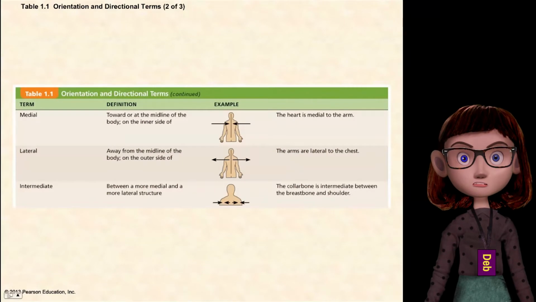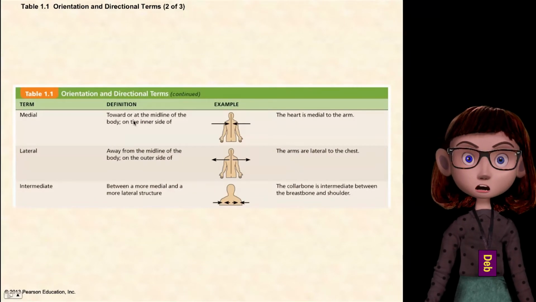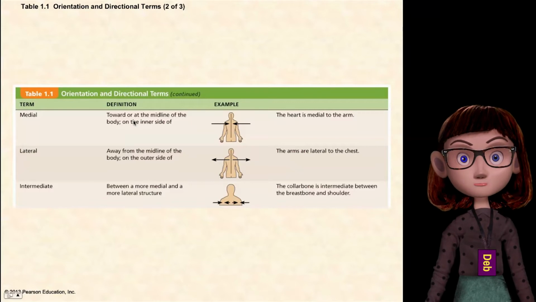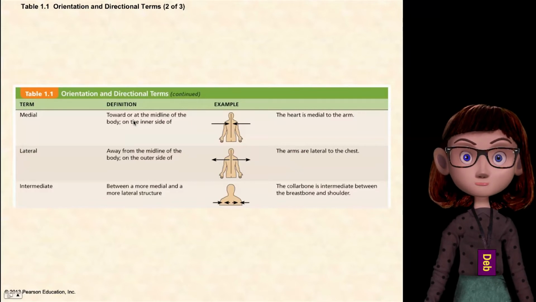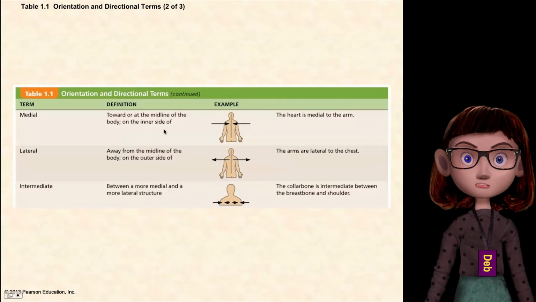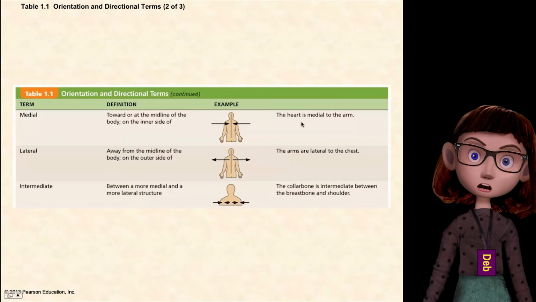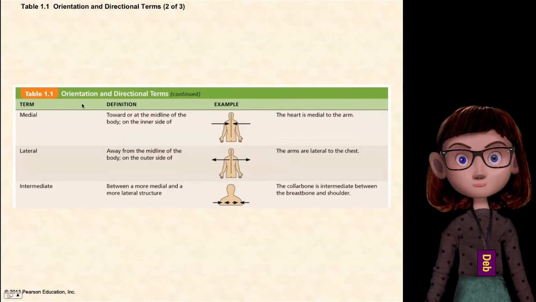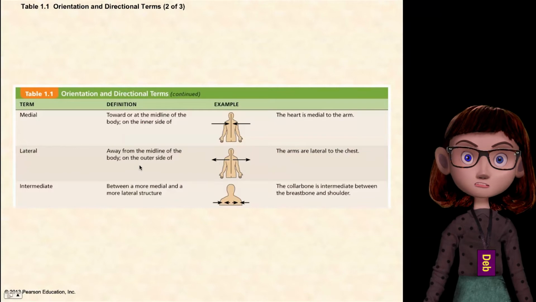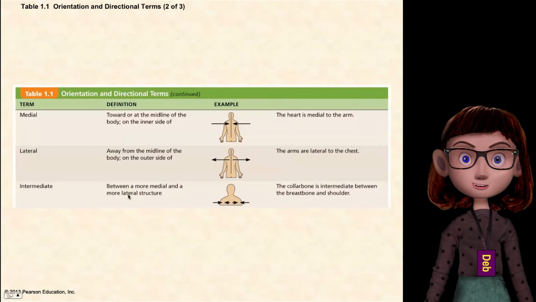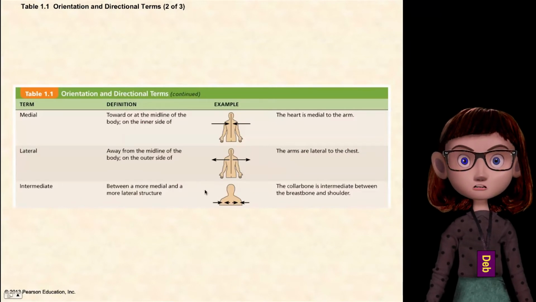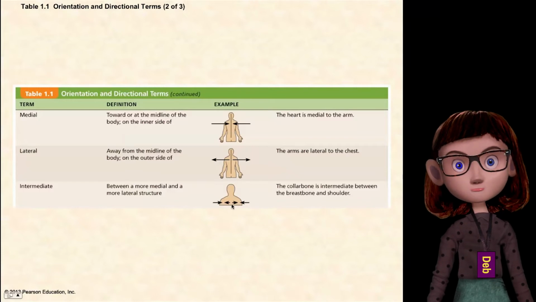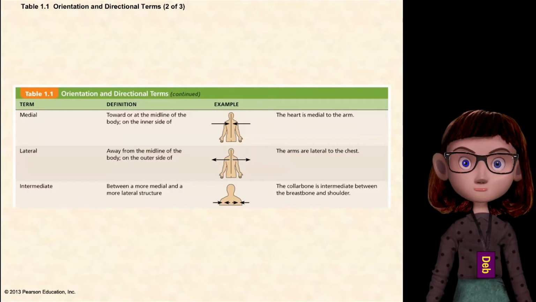And then medial, this term is used quite a bit. We use these terms a lot in describing bones, different structures, different features of bones. So this is toward or at the midline of the body or on the inner side of something. Example, the heart is medial to the arm, to either one of the arms actually. Lateral is away from the midline of the body or on the outer side. The arms are lateral to the chest. Intermediate is between a more medial and a more lateral structure. So the collarbone, and that would be your clavicle, is intermediate between the breastbone or the sternum and the shoulder.